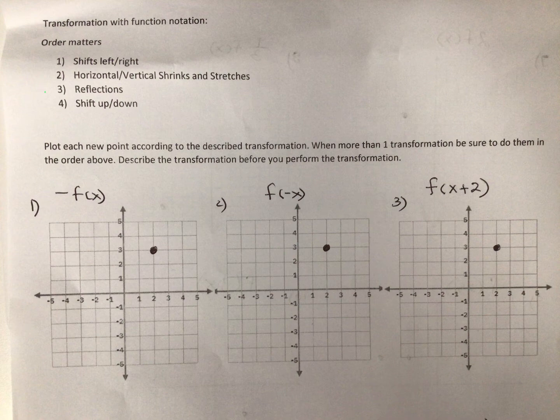We're going to look at why the order matters. We're going to look at doing 2 translations at the same time and how it affects it. Shifts left and right go first, the horizontal translations. The horizontal and vertical shrinks and stretches are the second thing we describe or perform. The reflections are third, and the vertical translations, shifting up and down, are fourth. So this is your horizontal translations, and these are your vertical translations.